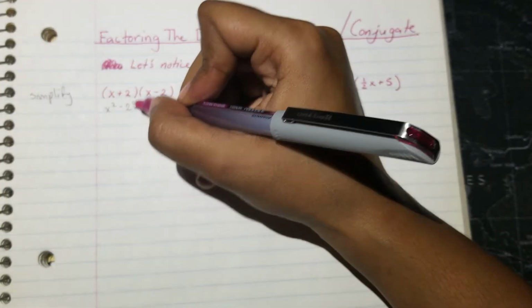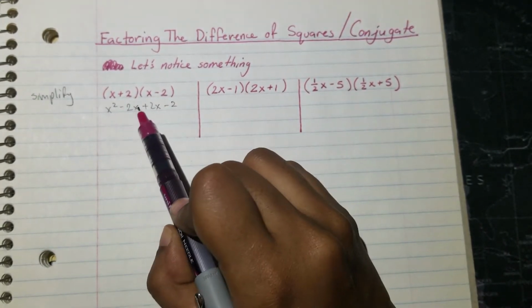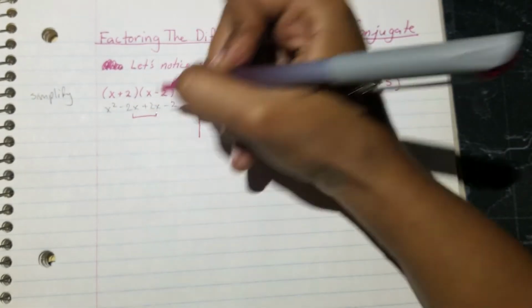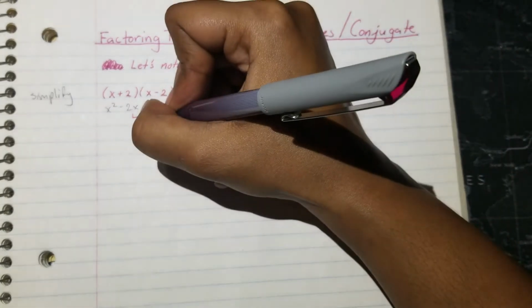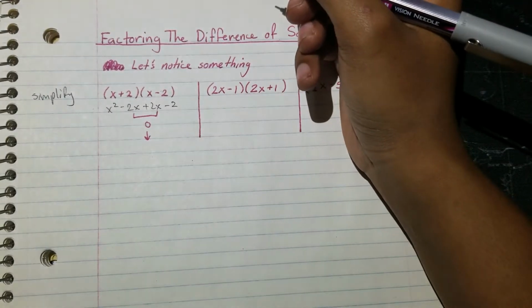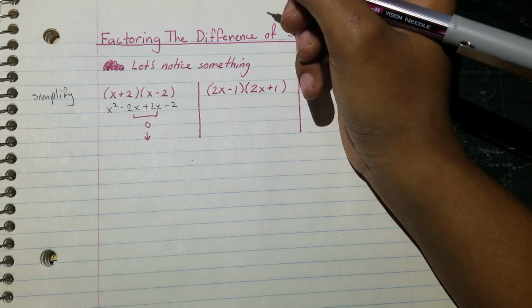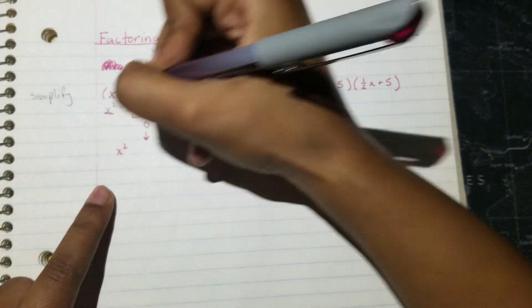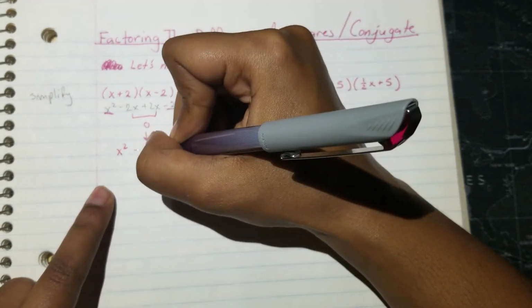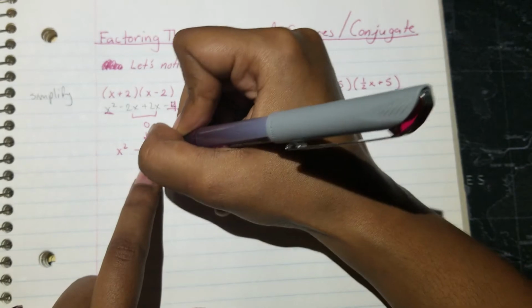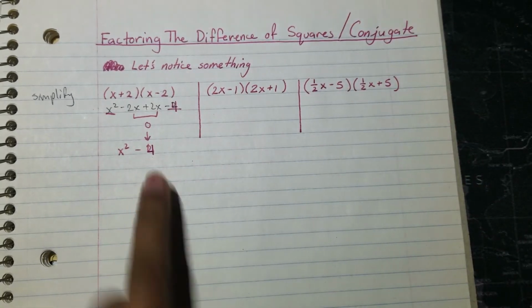Now let's notice something here. We have our x squared, negative 2x, positive 2x, negative 2. These two terms are opposites, so when we combine them, we actually get 0. So our final answer, instead of ending up with 3 terms like we normally do, we end up with 2 terms. We end up with x squared and negative 2. Sorry, negative 4. Just realized that. Whoops. x squared minus 4.